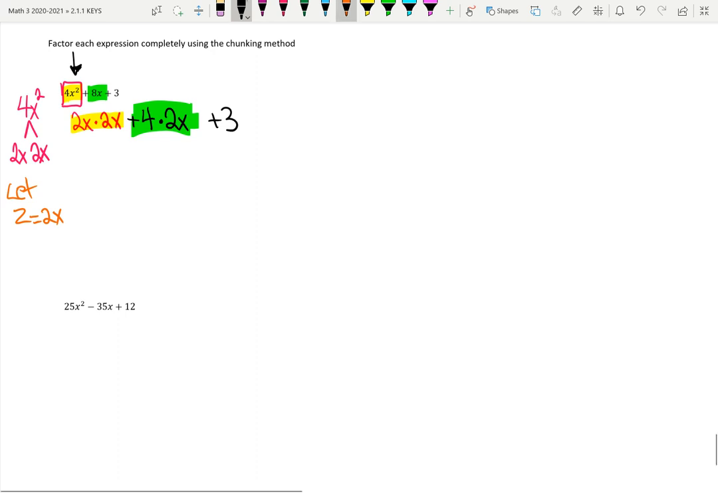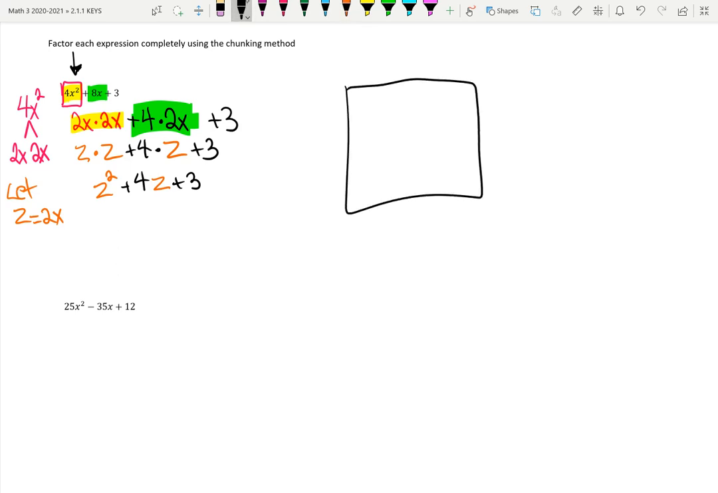So 2x times 2x, well, if z is 2x, this is going to turn to be z times z plus 4 times z plus 3. This is very specific. Notice what happened. If I clean this up, z squared plus 4z plus 3. Now, we basically took our problem and made it a simpler one. This one will be able to be factored using our traditional area model.